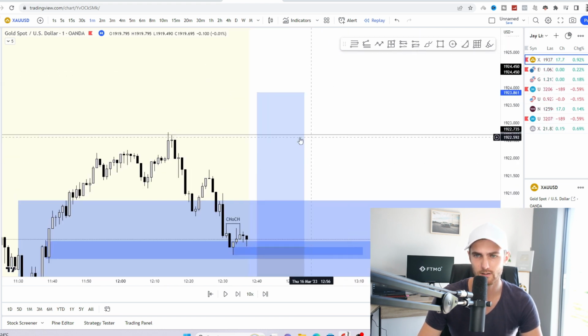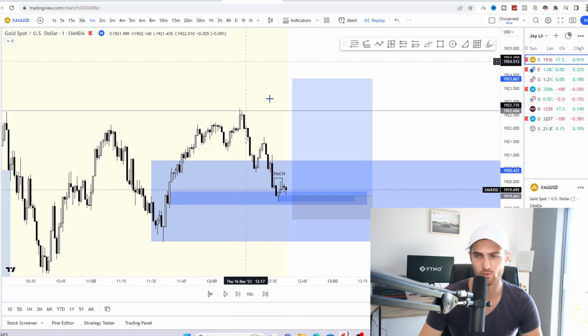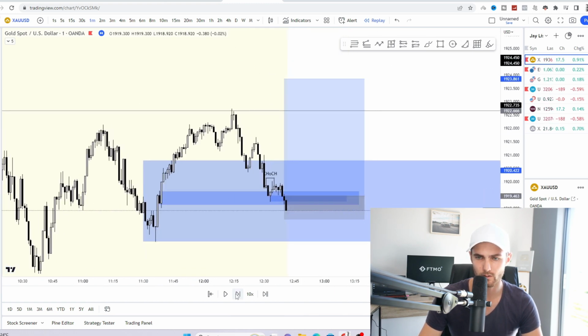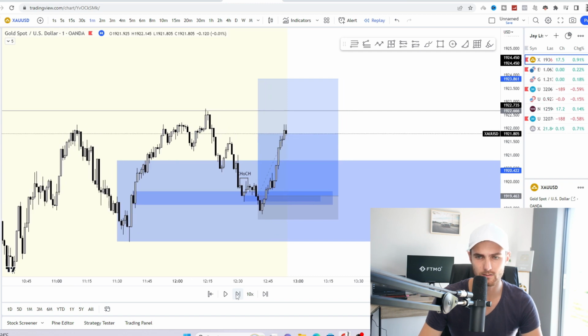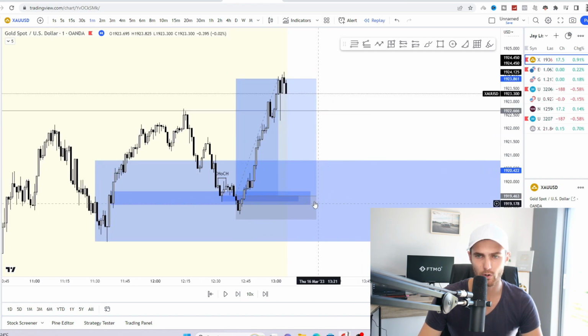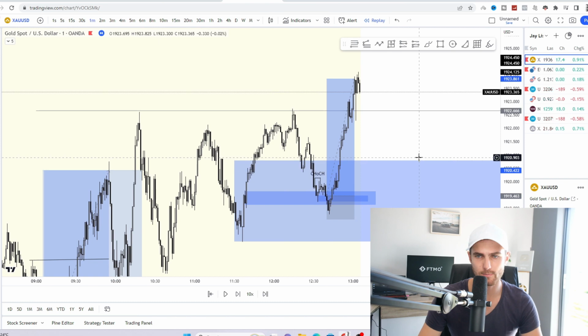Targeting a 1 to 5 risk to reward. Price tapped us in, broke a new high and hit full TP. This was my second trade of the day, and I was done for the day after this trade.